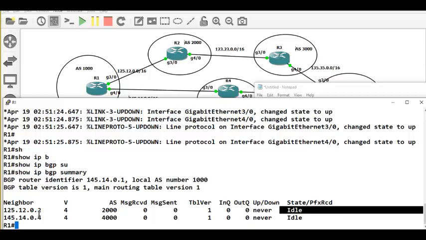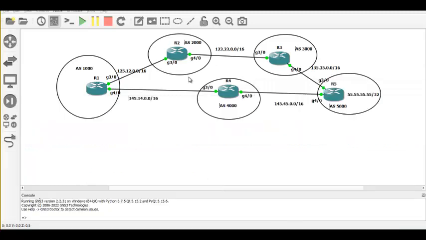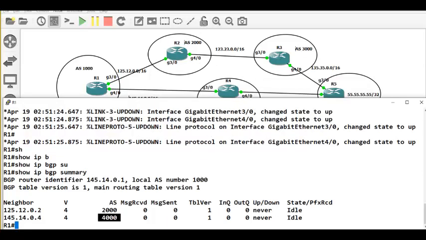So R1 is configured with 2 neighbors with the remote autonomous system correctly configured. You see router 2 is in 2000, router 4 is in 4000. But the neighbor has never come up. So far, neighbor has never come up. Let us now move on to router 2 configuration.